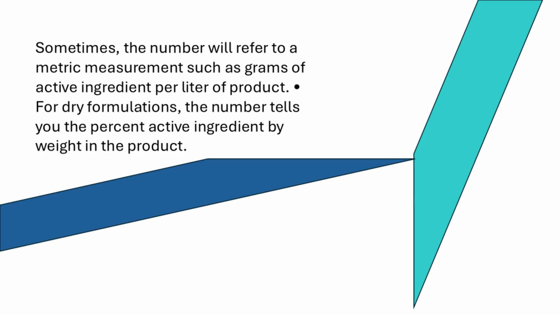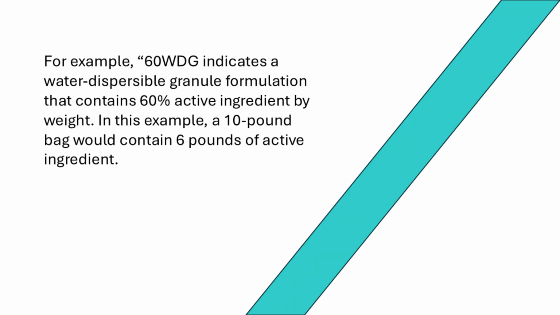Sometimes, the number will refer to a metric measurement, such as grams of active ingredient per liter of product. For dry formulations, the number tells you the percent active ingredient by weight in the product. For example, 60 WDG indicates a water dispersible granular formulation that contains 60% active ingredient by weight. In this example, a 10-pound bag would contain 6 pounds of active ingredient.